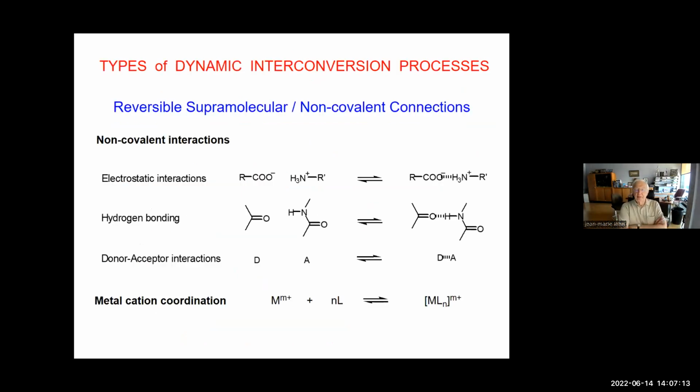Now, what type of dynamic interconversion processes do we have? First of all, on the supramolecular non-covalent level. Of course, there can be, this is just schematic here, electrostatic interactions between an anion and a cation, for the carboxylate and an ammonium. Of course, also others. Hydrogen bonding is a very important one. Hydrogen bonding between, for instance, the NH of an amide and the oxygen of another group, or it can be simply an oxygen of an ether or something. Donor-acceptor interactions between electron-rich and electron-poor type of groups, and of course also metal-cation coordinations, which you will see again.